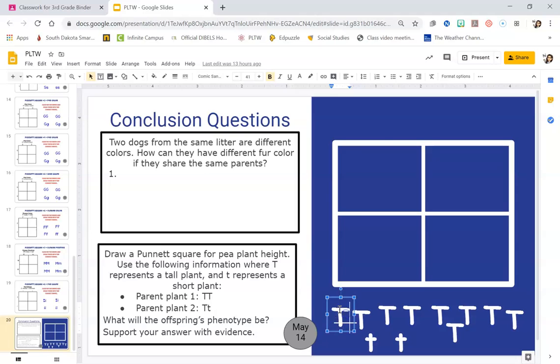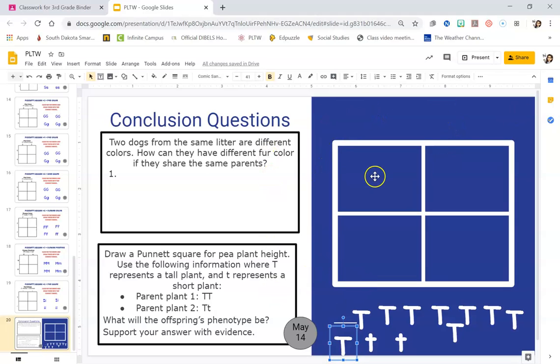You should be able to click and move these letters where they need to be. You need 4 letters around the outside and then 2 letters in each box on the inside. So use parent plant 1 and parent plant 2 to help you figure out where you're going to put the capital T's and lowercase t's around the outside. And then use those to figure out what the baby plant on the inside is going to be. And that's your only science slide for today.